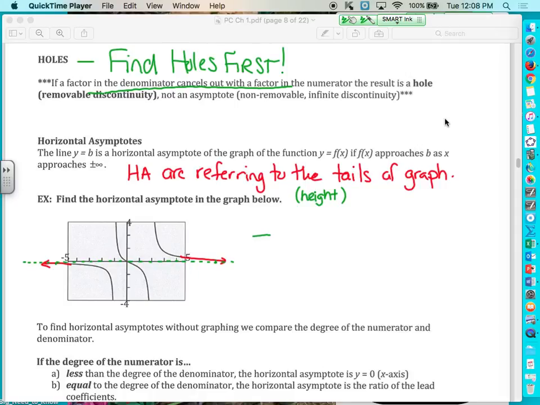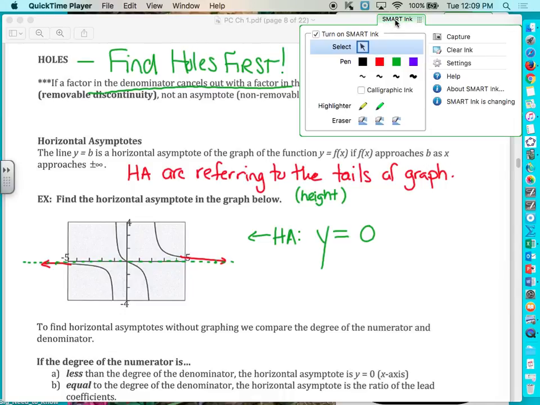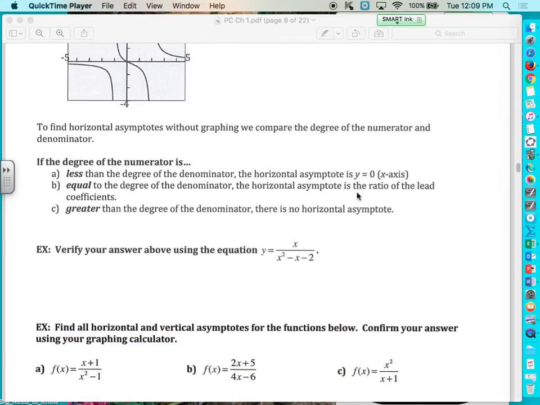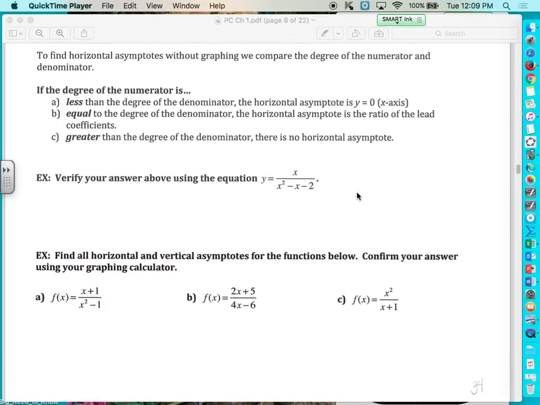So in this case, your horizontal asymptote is always in the form y equals, and in this case it would be 0. So for horizontal asymptotes, what are the heights of the tails of the graph getting close to? And then there's a shortcut to find horizontal asymptotes. Not like the way it's written in the notes here, but I'll give you my way.